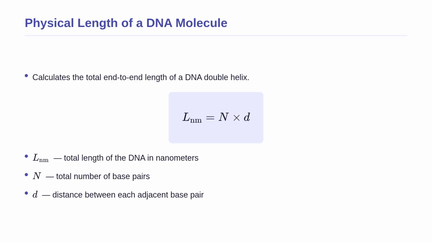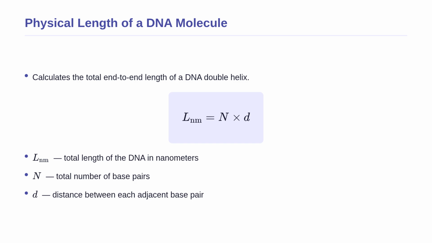Moving beyond the percentages of bases, we can also calculate the actual physical dimensions of a DNA molecule. This is crucial for biologists to understand how tightly DNA must be coiled to fit inside a microscopic cell or viral capsule. The formula to find the total length of a DNA molecule in nanometers is L equals N times D. Here, L represents the total length in nanometers. N is the total number of base pairs in the sequence, and D is the physical distance between each adjacent base pair in the double helix.